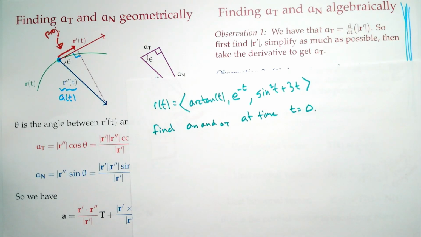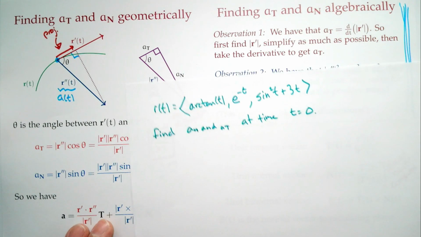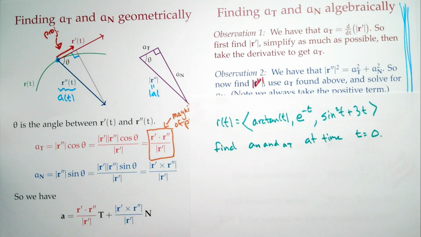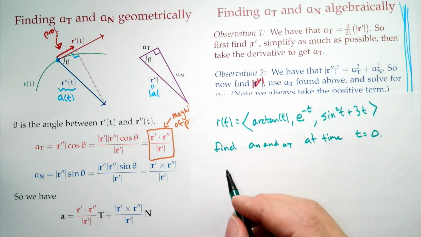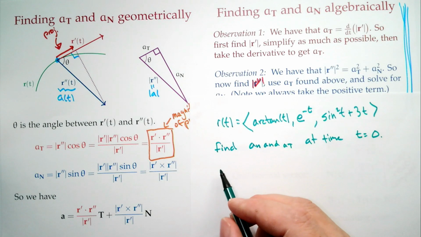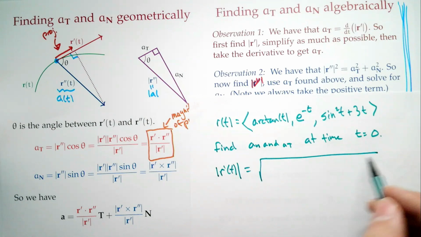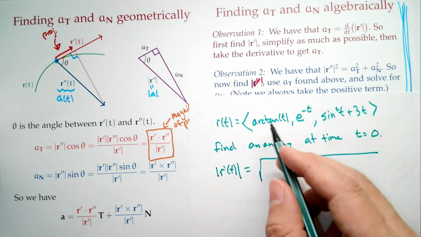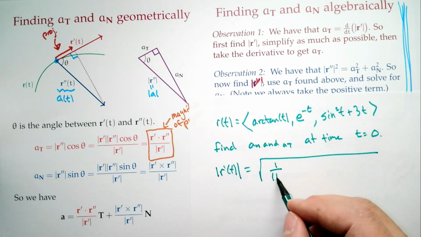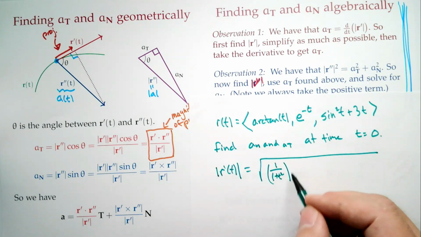All right, that's a perfectly valid question. I want to ask, what's happening to these expressions at time t equals 0? Now, if you were to do this algebraically, what would we have to do? Well, the first thing is you have to say, what is the magnitude of r prime? It would be the square root of, and then you take the derivative of these things, so the derivative of arctangent, 1 over 1 plus t squared.